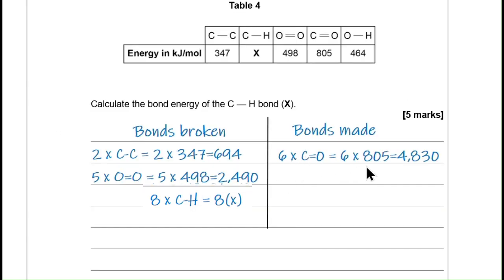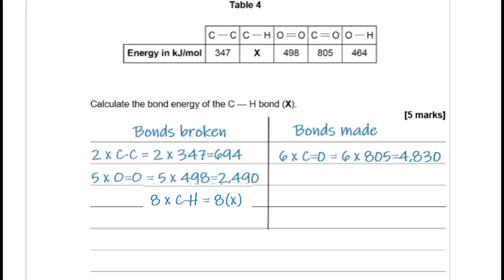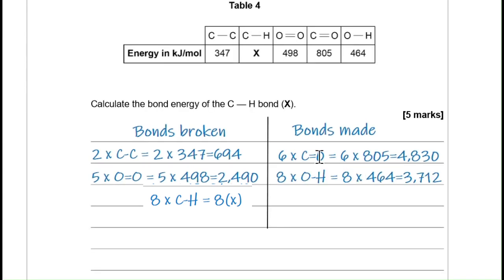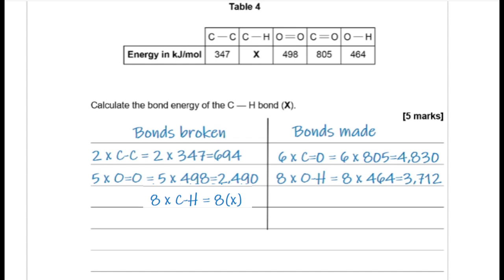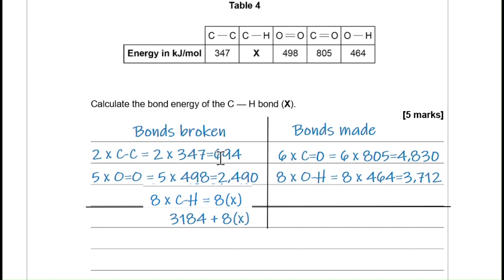6 times C=O equals 6 times 805, because that's from the table. The 805 is the C=O bond. That gives you 4,830. And then the 8 O-H bonds, each O-H bond is 464. So 8 times 464, 3,712. And what we do now is we add up both sides. On the left, we have 3184 kilojoules per mole plus 8x. On the right-hand side, we have 8,542 kilojoules per mole.